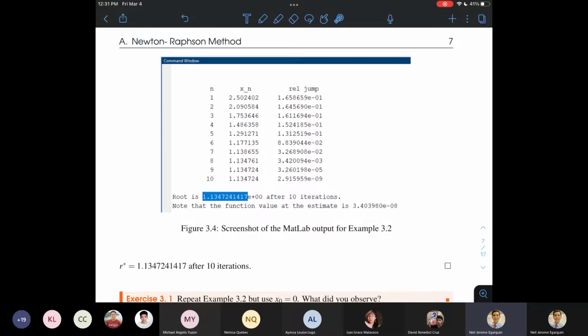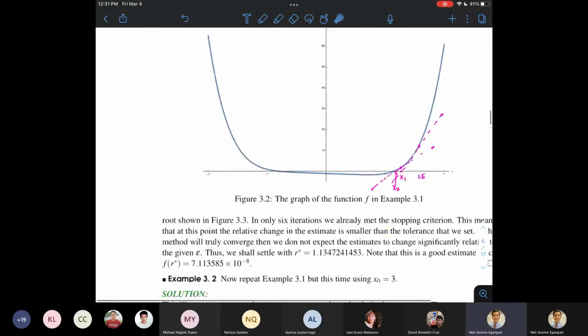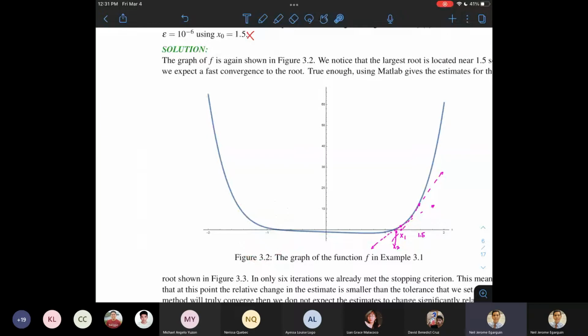So it took 10 iterations so that the relative difference between two consecutive estimates is less than 10 to the minus 6. Okay? Kapag ang initial guess nyong nilagay ay halimbawa negative 5, okay? Malamang magko-converge pa rin si Newton Raphson, pero dun siya magko-converge dun sa kabilang root. Dito siya malamang magko-converge dun sa negative 1 point something or sa negative 0.9 something.